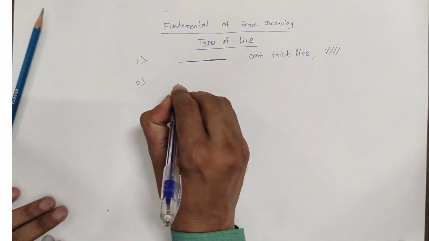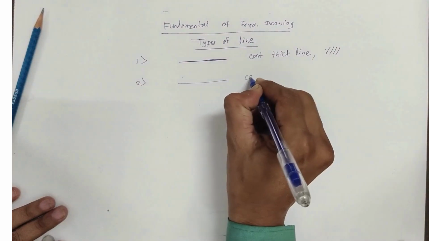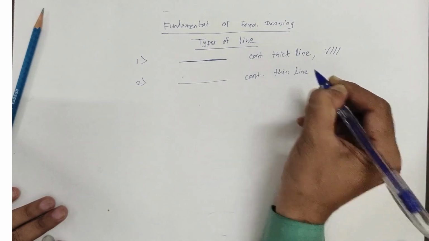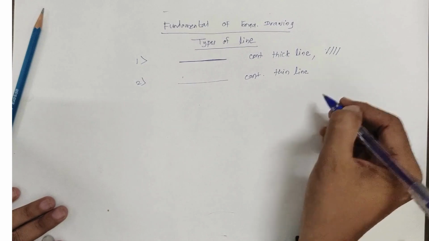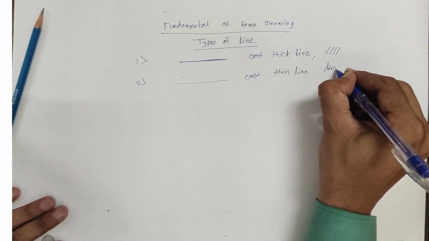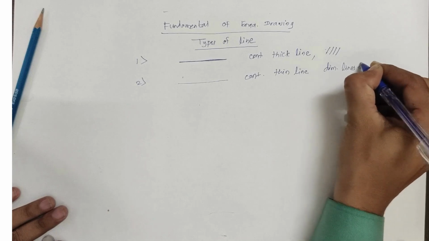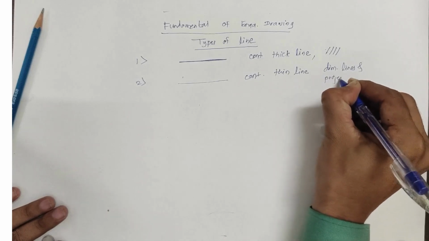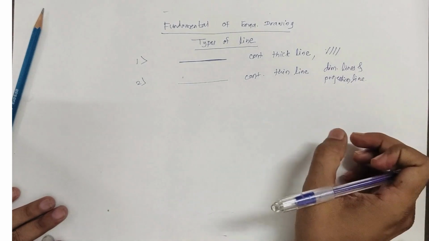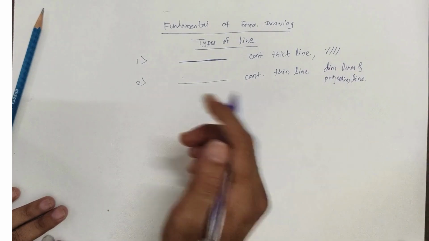The second one is the continuous thin line, and the application of this continuous thin line is to draw the dimension lines and projection lines. So this is the application of the continuous thin line.